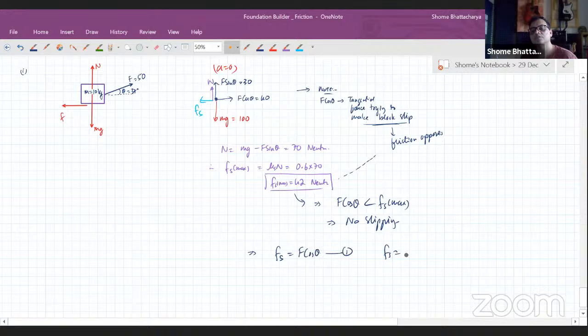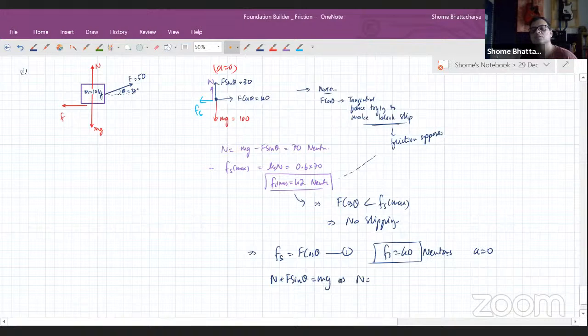So static friction is equal to 40 newtons acts on the block, and the acceleration of the block is 0. Whereas N plus F sine theta, so the normal reaction was 70 newtons. So this is what is happening in the first case.